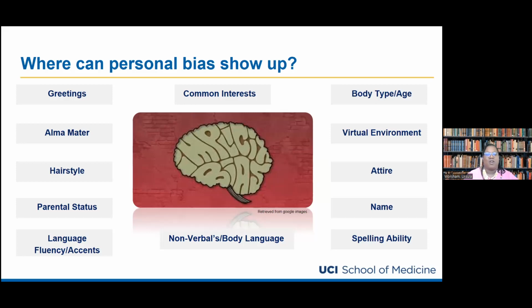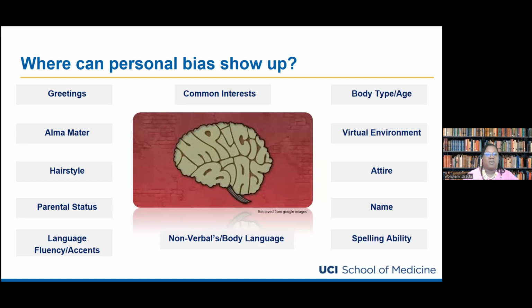It can come from someone perhaps who has a very similar parental status as you have. Perhaps it's nonverbal cues or body language that someone expresses that you have a bias towards. Perhaps it's someone's name. Perhaps it's also someone's virtual environment, whether that's positive or perhaps not so positive.